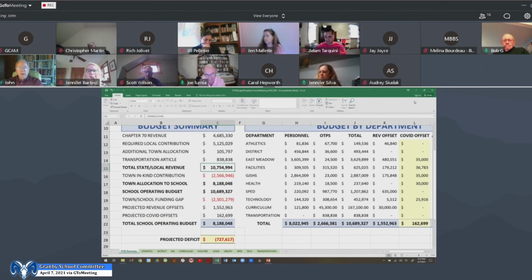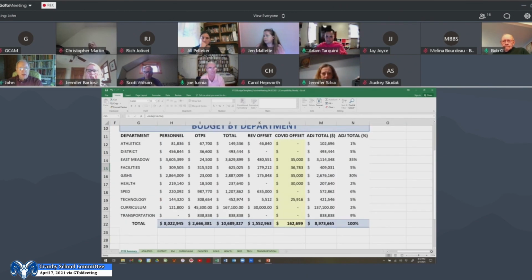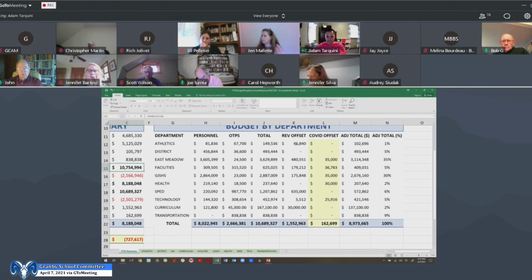One question I had was over on the offsets. You've got a column on revenue offsets, and on the cherry sheet, the amount for school choice receiving tuition is $658,927, and I don't see that amount showing up anyplace in that column. So that amount would be in the regular revenue offset.